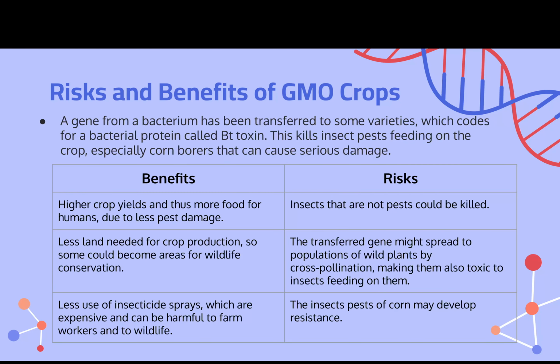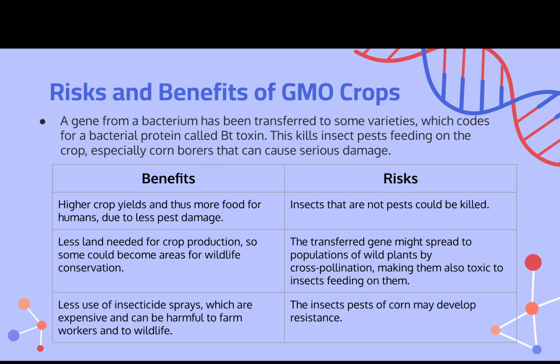There is also the chance of less use of insecticide sprays, which are expensive and can be harmful to farm workers and to wildlife that is naturally occurring there. And instead of using insecticide, you can let the insects feed on the crop, but they die anyway, so it basically prevents the damage and also prevents having to use insecticide. Some of the risks are that insects that are not pests could also be killed.